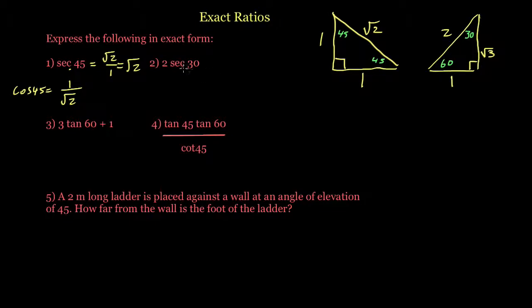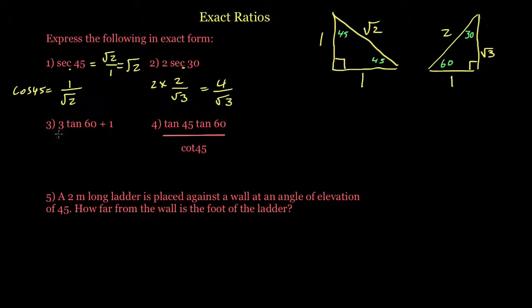For question 2, we have 2 times sec 30. So once again, we're using the inverse of cos there. So we have 2 times the inverse of cos 30. Well, cos 30 is going to be the adjacent over the hypotenuse, so root 3 over 2. But we're flipping that upside down. We're getting the inverse, so it's 2 over root 3. So we have 2 times 2 all over root 3. So it's 4 over root 3 is your answer.